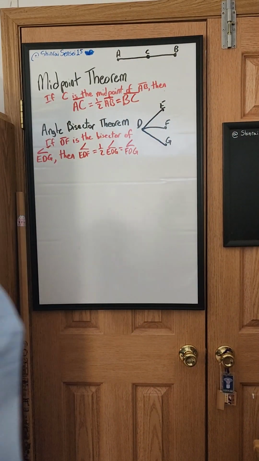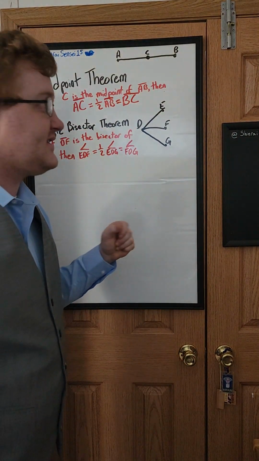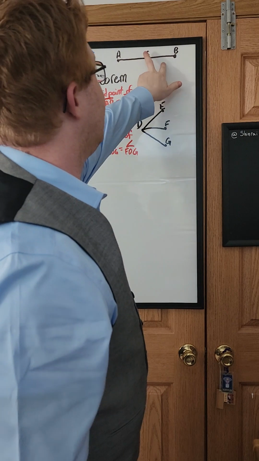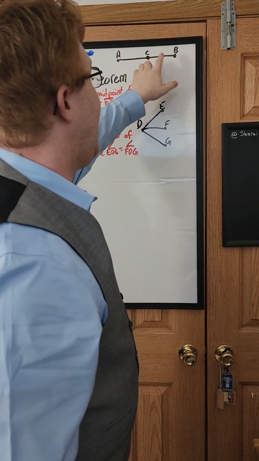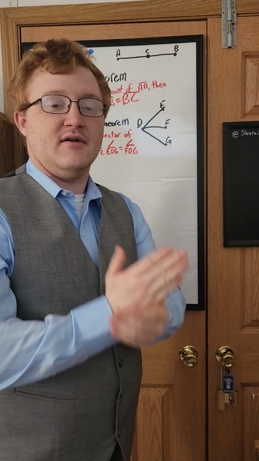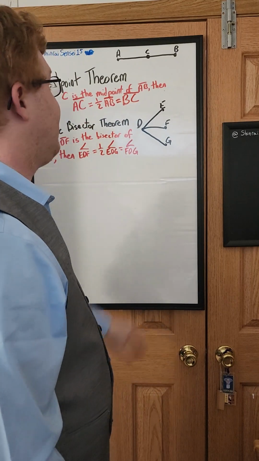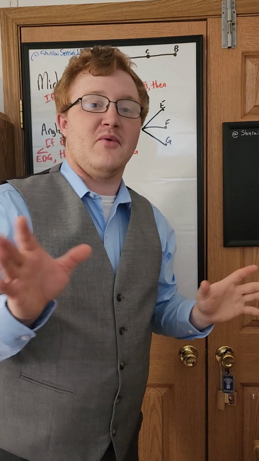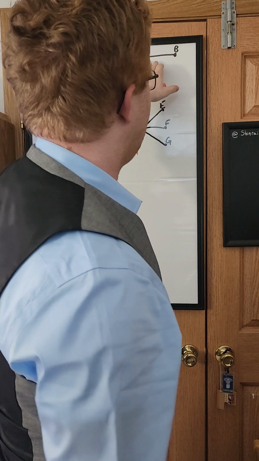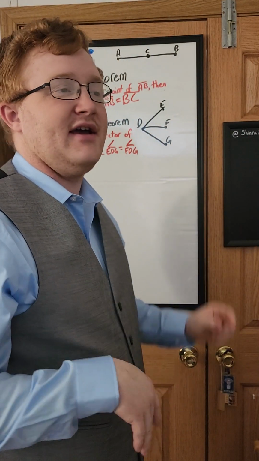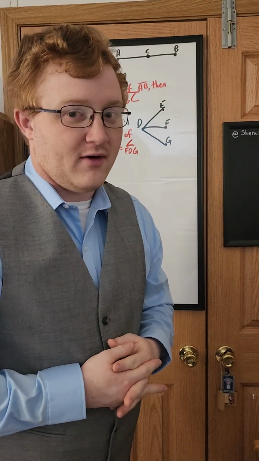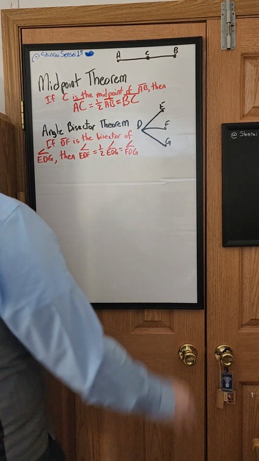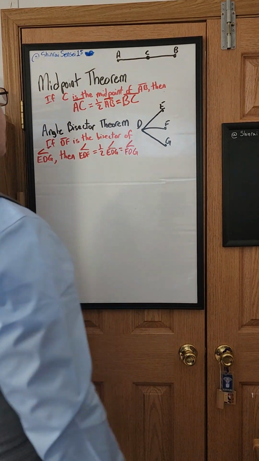But yeah, midpoint theorem basically says that this is equal to this because both of these are equal to half, since that midpoint cuts that in half. And I'm aware that C isn't really quite the midpoint in that, so forgive me for my poor art skills. Alright, and then we move on to the angle bisector theorem.